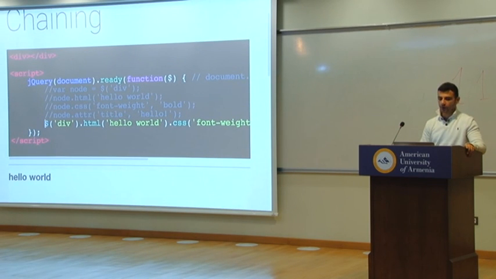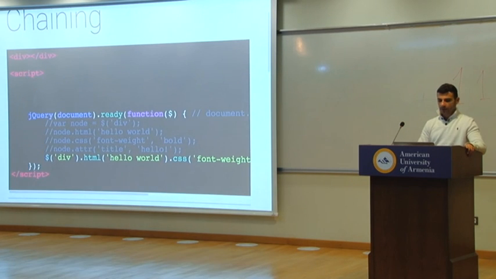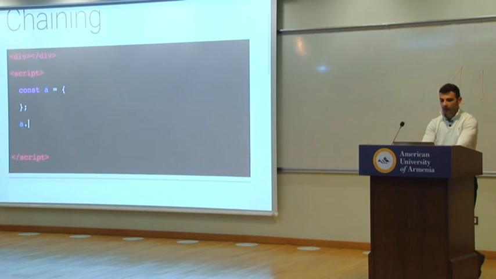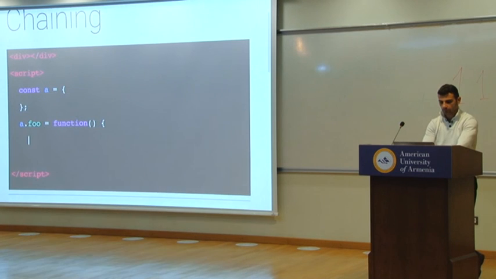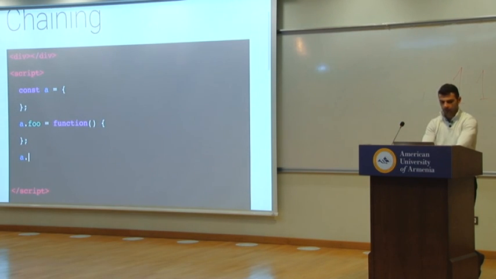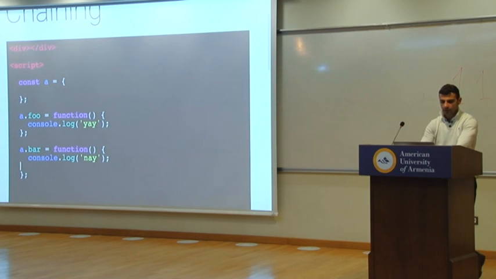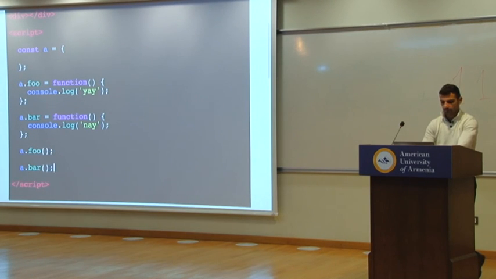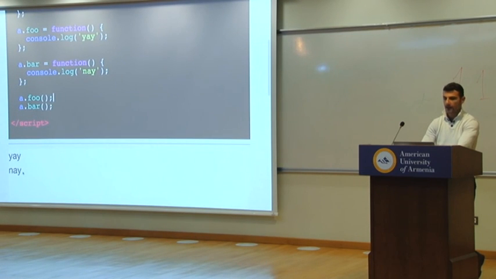So this is a kind of a cool feature. But to explain this feature, let's forget about jQuery for a moment. I create an object. I attach to this object a foo, which is a function. I attach to it another function, like bar. This function does a console.log, yay. This does a console.log, nay. Whatever. Okay, so what I can then do is call these functions by doing a.foo and then a.bar. And what I get is yay and nay.